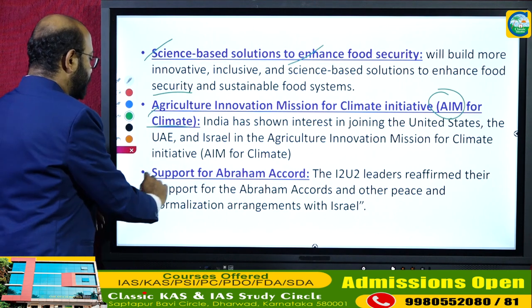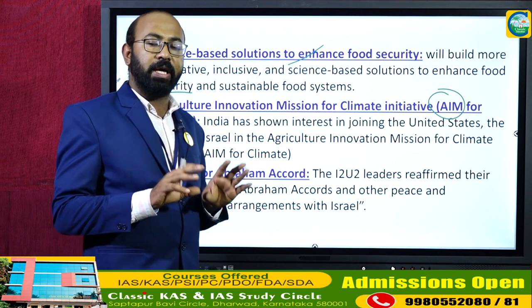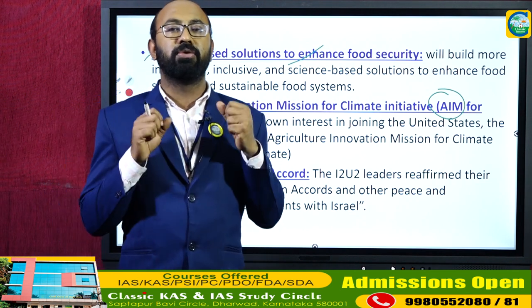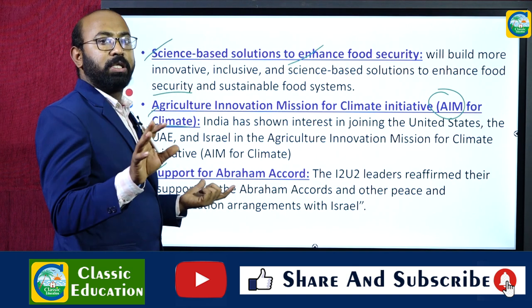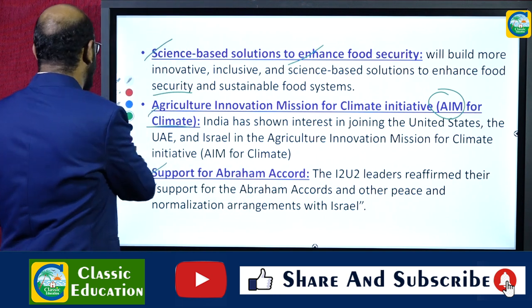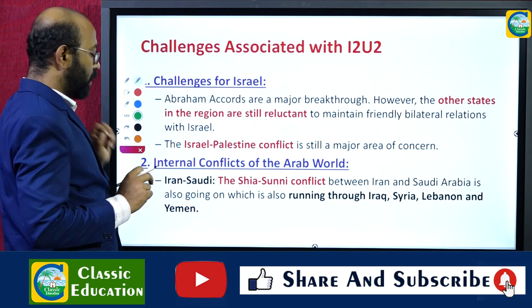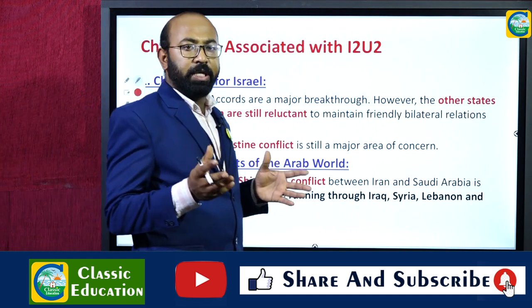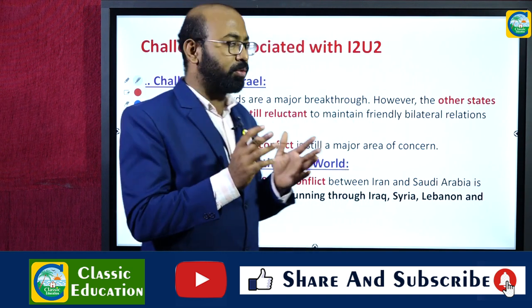Okay, the fifth one is support for the Abraham Accord. Yes, all the countries openly said that they will give recognition to the Abraham Accord, and they will support whatever initiatives are taken under it. So these are the various points discussed in the first summit of I2U2. Yes, it's a very good initiative, but what are the challenges for this initiative? Let us look into that.